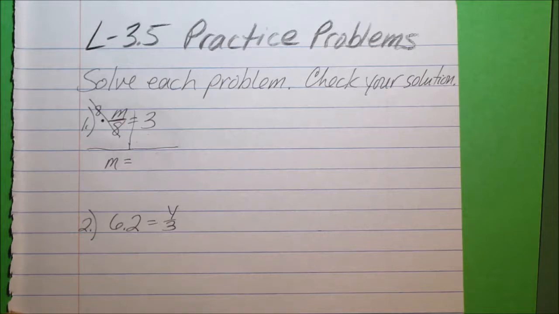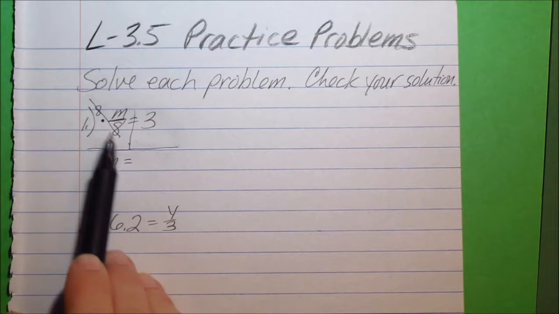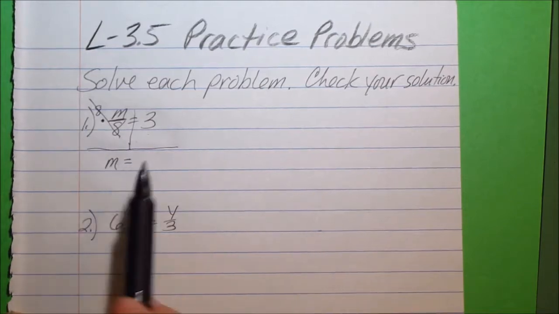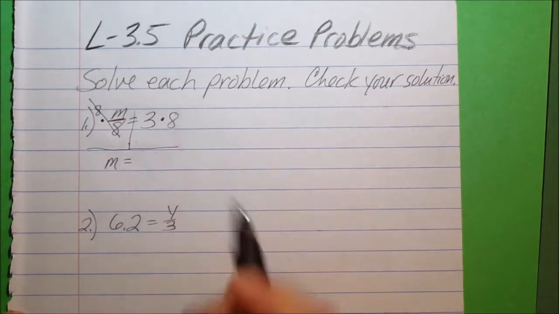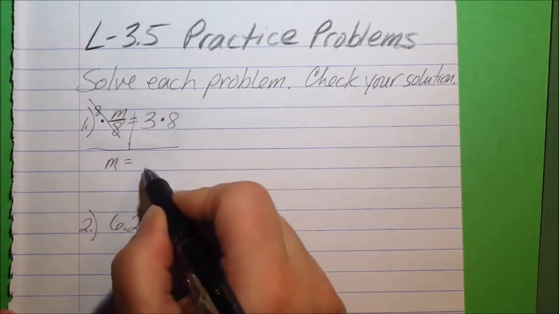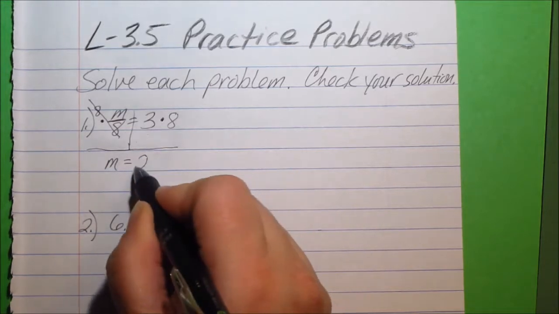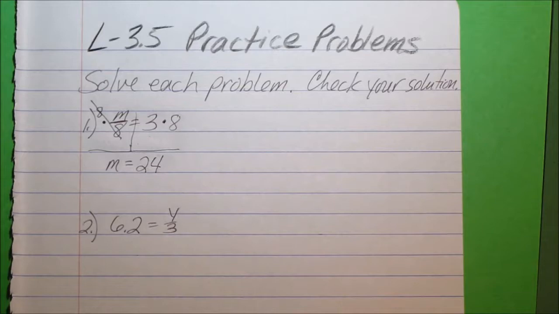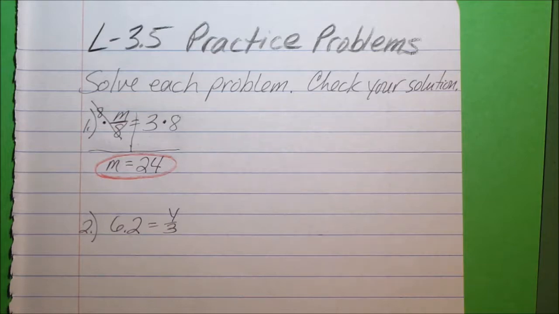But what we do to one side, we have to do to the other. I had to multiply this fraction by 8 to get rid of the 8. So now I'm going to multiply this 3 times 8. So 3 times 8 is 24. And so M equals 24. And I believe that's the answer. But I have to prove it.